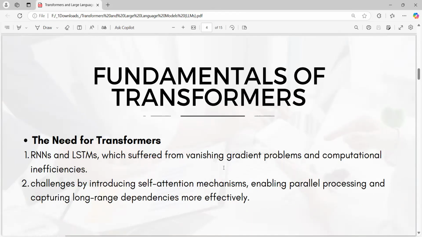The next thing that comes to our mind is the fundamentals of transformers. Why are transformers needed? The traditional NLP models, which have been in use for a few decades now, for example RNNs or LSTMs, suffered from vanishing gradient problems and computational inefficiencies. So, transformers came into the picture and addressed these challenges by introducing self attention mechanisms, enabling parallel processing, and capturing long range dependencies.